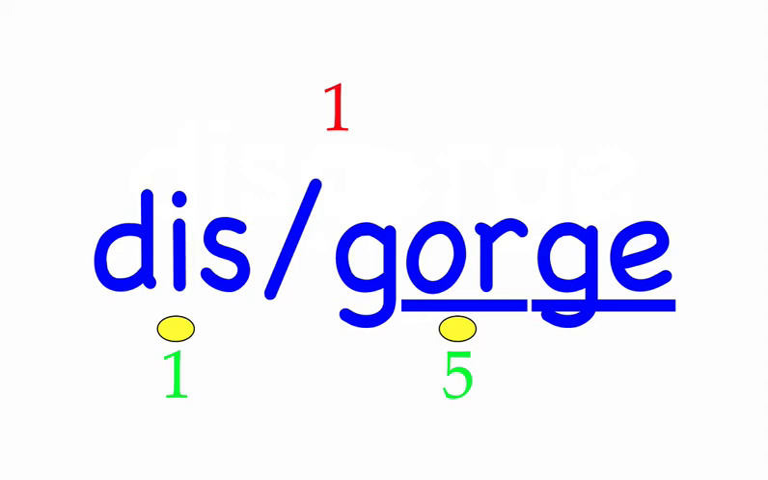Hedge. Hedge. I need to trim the hedge. Hedge. Three sounds. H, E, J. Hedge. Mark the word. Hedge. Here we use DGE to represent the sound J because we have a short vowel directly in front of it.